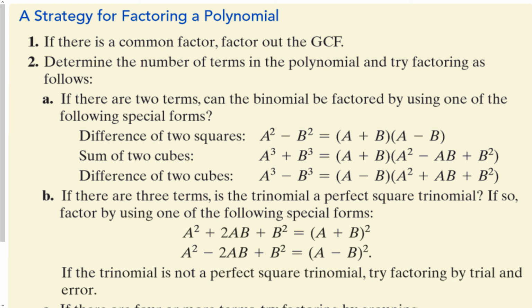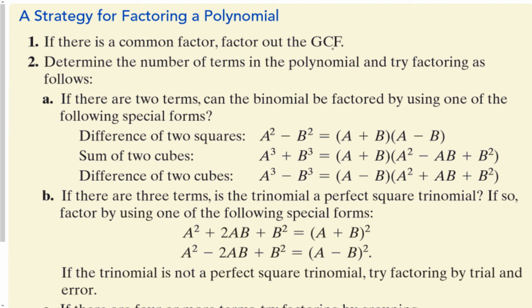So basically what you want to do first, here's a general strategy. The first thing you want to do, every time you're trying to factor a polynomial, ask yourself, is there a common factor? Does it have a GCF? If it does, take that out first. It'll make the problem easier. The numbers will all get smaller inside, makes it easier to factor.